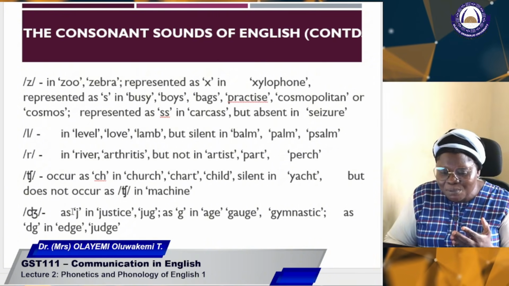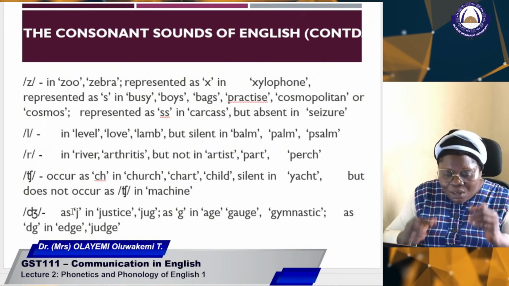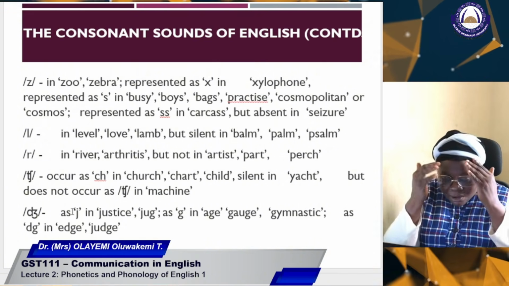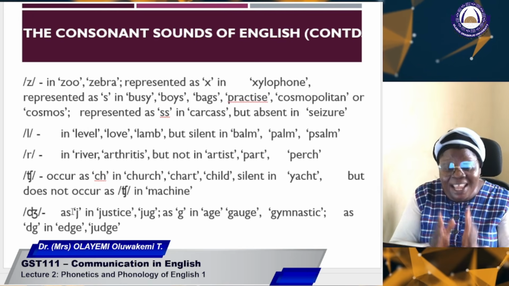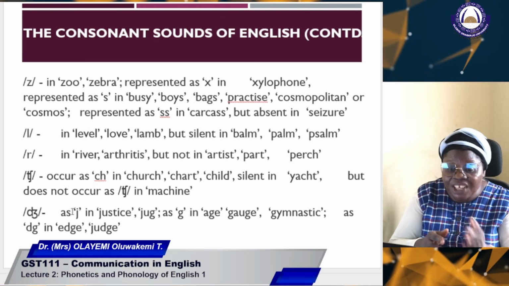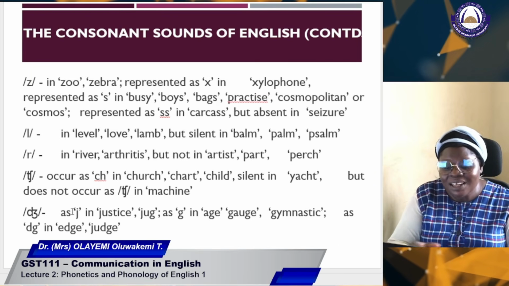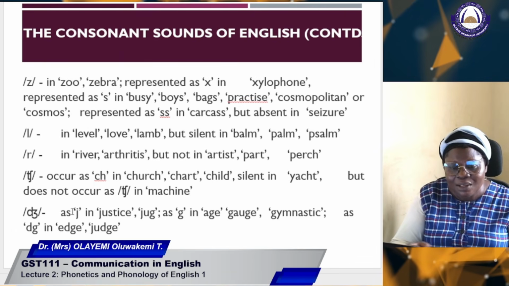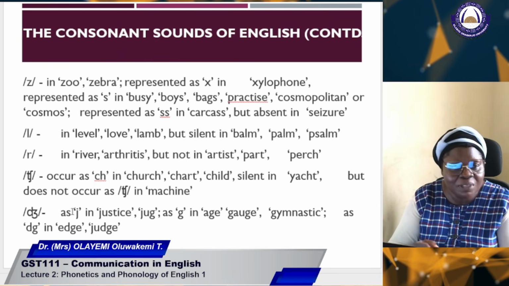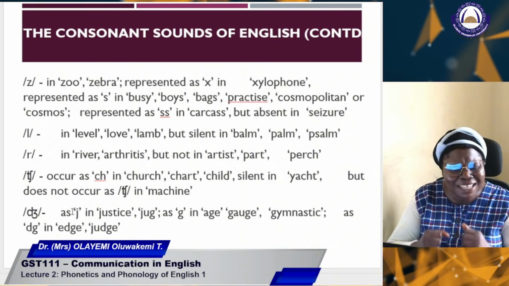And let me tell you something. When a woman wraps something around her head, you say she's putting on head what? Headgear. That word is not "gear", it's "gear". Even in the car too, we have what we call the gear that controls the movement of the car and all of that. So take note.